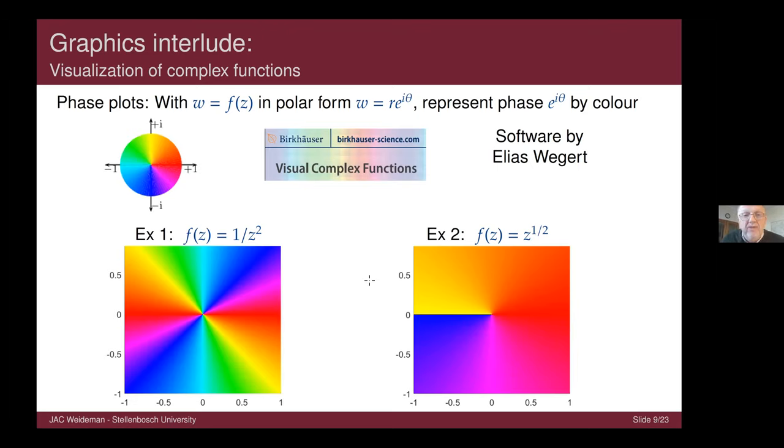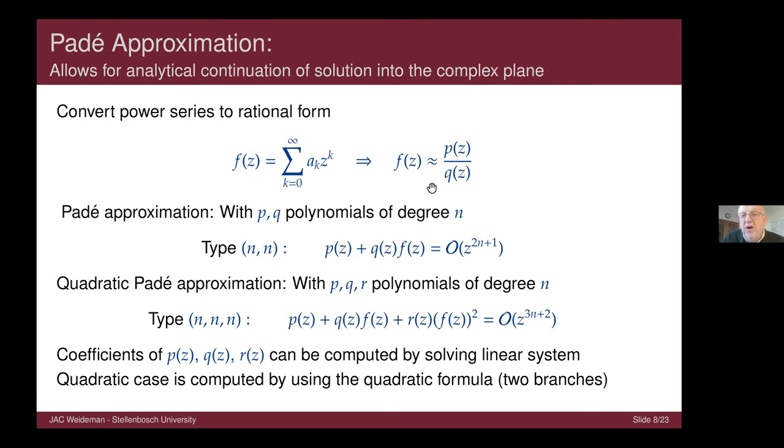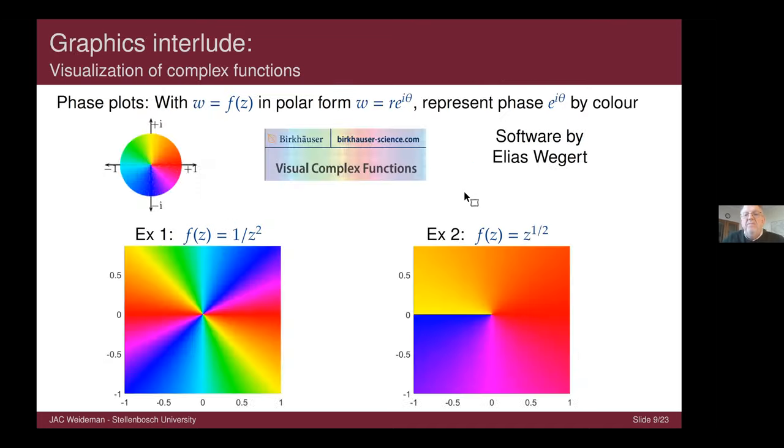explain how I'm going to represent results, and that is by using phase plots. The reason we want to do that is because the Darboux theorem only gives us two bits of information, namely the location of the singularity and the classification, whereas Padé approximation actually allows us to compute the solution in the complex plane, and so we can represent it as a picture. So let me explain to you that representation.